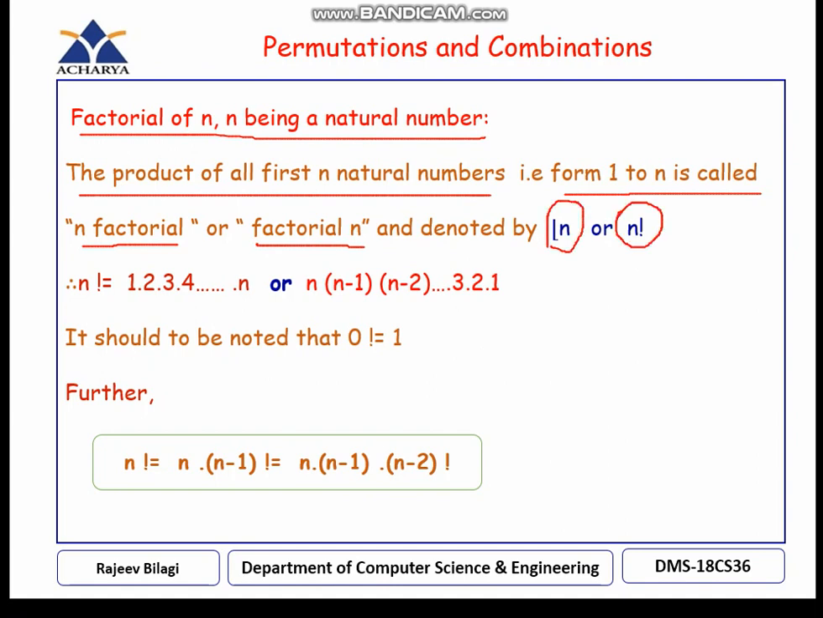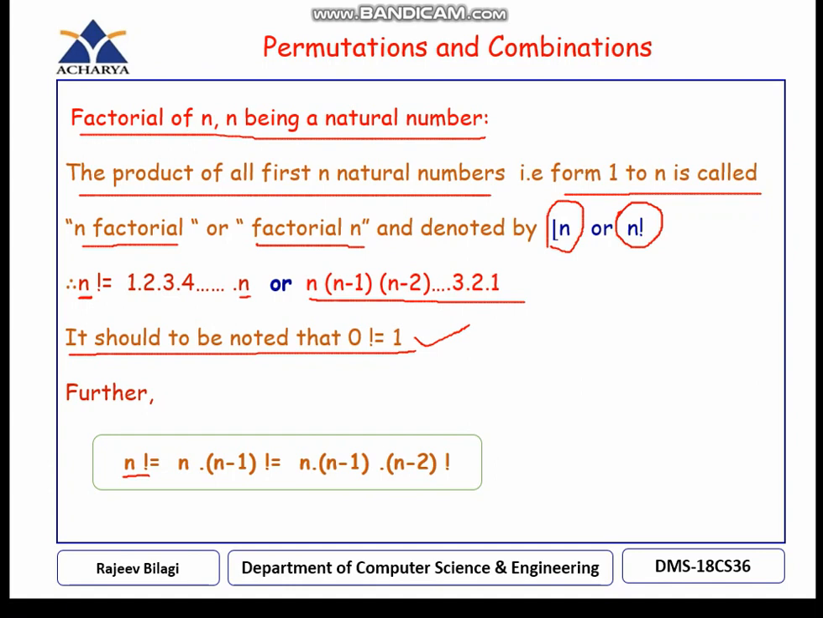So if you write, n factorial is equal to 1 into 2 into 3 into 4 up to n, or n into (n minus 1), (n minus 2), down to 3, 2, 1 in the reverse order. Even if you write like this, that is also called n factorial. Now 0 factorial is equal to 1, which is already known. I can also write n factorial as n into (n minus 1) factorial.